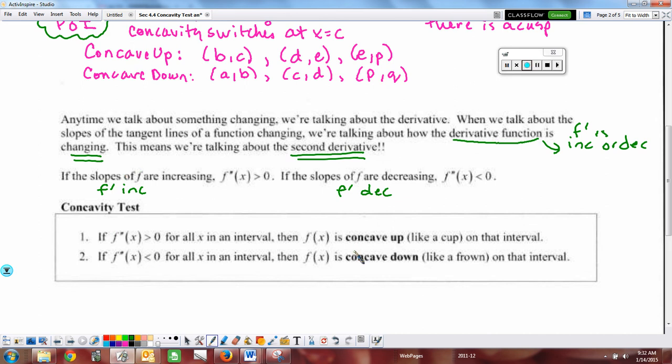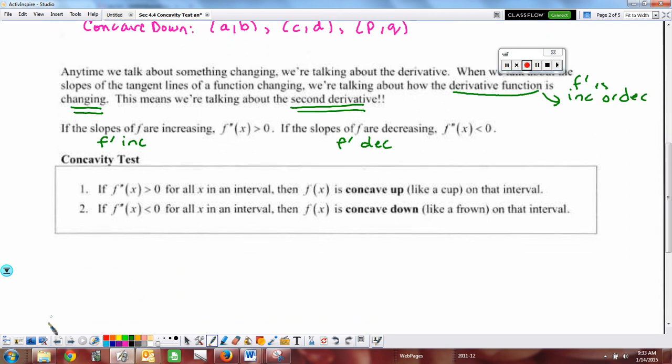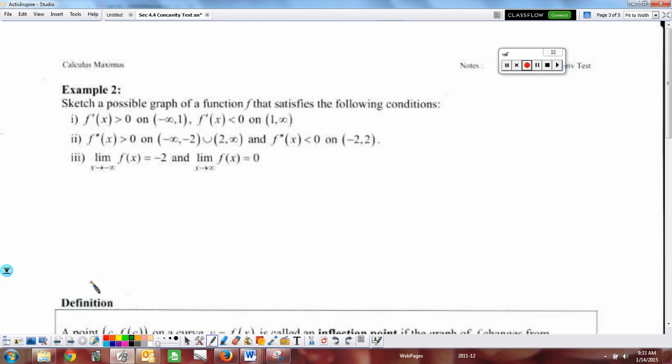So if we have f prime as positive and the second derivative is positive, we would know that f is increasing and concave up. But if f prime is negative and the second derivative is positive, we would know that f is decreasing and concave up. All right, and so this is our concavity test, where we're going to use the second derivative in order to determine that.